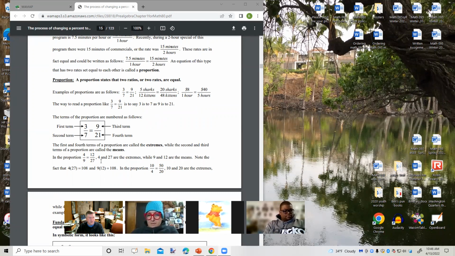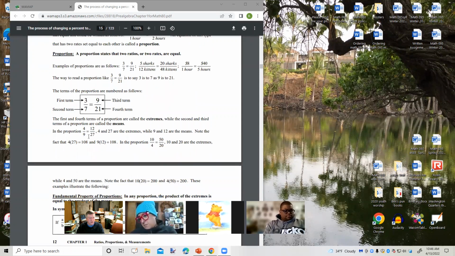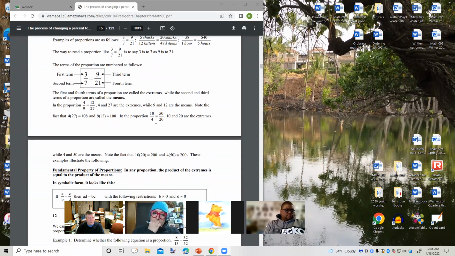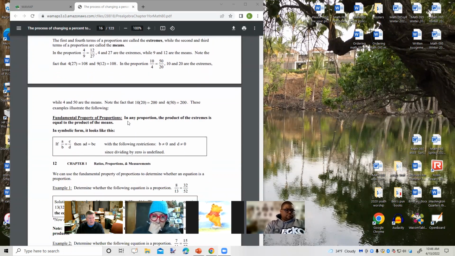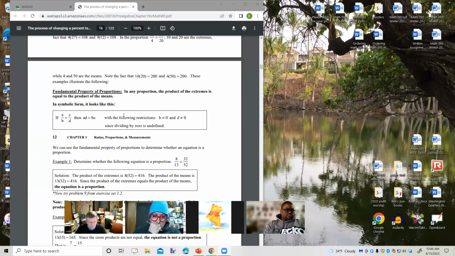Now note, let's take this proportion. 4 times 27 equals 108. 9 times 12 equals 108. In the proportion 4 is to 10 as 50 is to 20, 10 and 20 are the extremes, 4 and 50 are the means. Note the fact that 10 times 20 equals 4 times 50. These examples illustrate the following. It's called the fundamental property of proportions. In any proportion, the product of the extremes is equal to the product of the means.